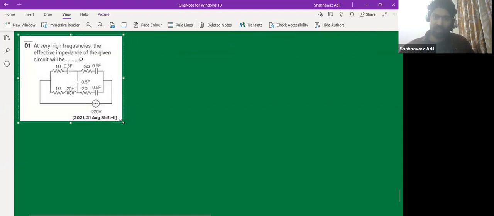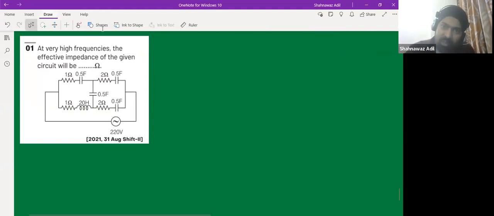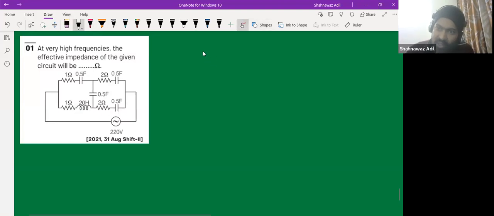Yes, this is the question. You have a very high frequency. For the case of very high frequency, which one is open circuit and which one is closed circuit? Just remember that we have this relation: XC is 1 over omega C.